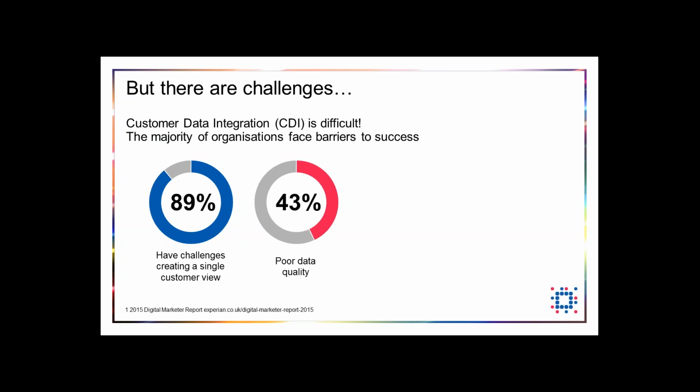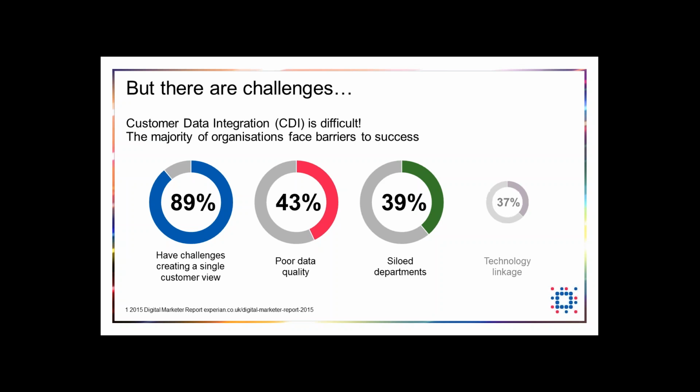43% of those cited poor data quality as one of the primary barriers to success. 39% of those cited siloed departments, that a holistic view wasn't easily available because data was held across different systems within their organisational data estate. And finally, 37% of those talked about technology linkage, technology barriers preventing solutions from talking to each other, making difficult the process of ingesting data into a single customer view.